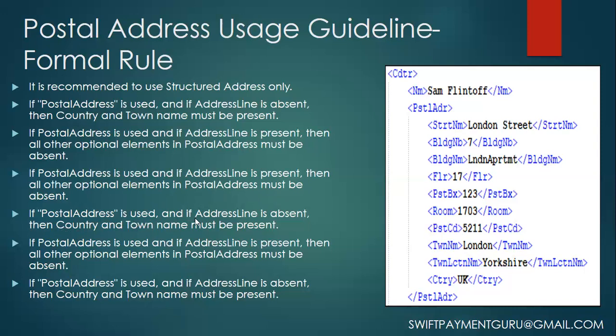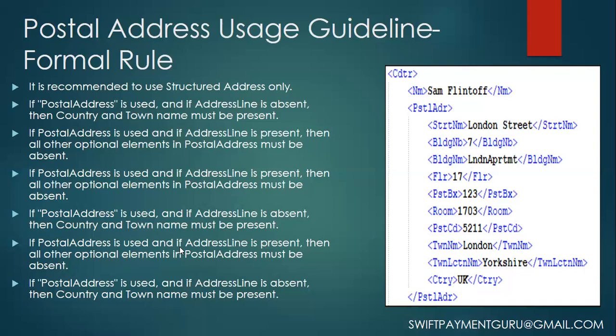If the postal address is used and the address line is absent, then the country and town name must be present. So if the address line is absent, then even though you do not provide all other optional elements available in the postal address of the creditor or the debtor, you need to ensure that the town name and the country are available, regardless of the address line being available or not.